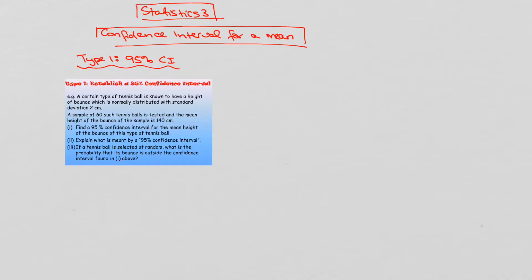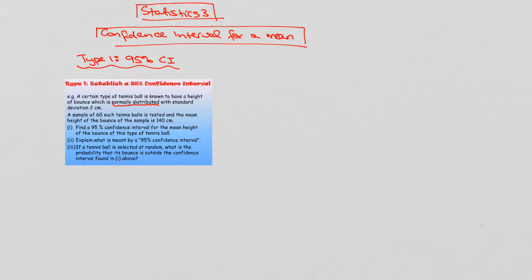Statistics 3, confidence interval for a mean. So type 1, calculating the 95% confidence interval. Here we have a certain type of tennis ball that is known to have a height of bounce which is normally distributed. And if it's normally distributed, then we know that we can apply our central limit theorem. And it has a standard deviation of 2 centimetres.